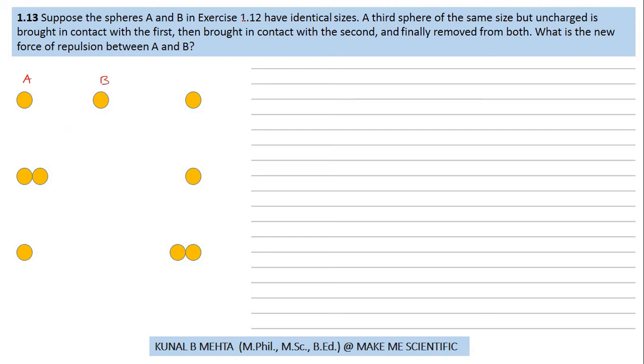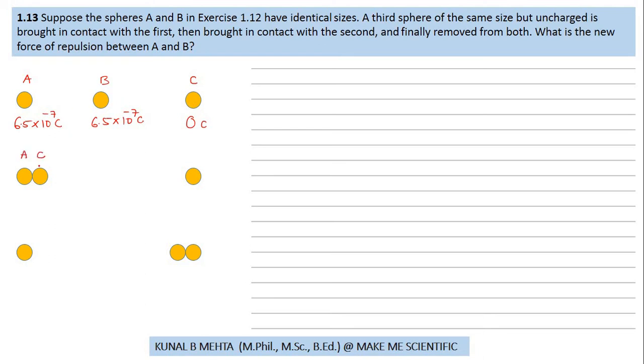Now we are supposed to refer to the previous question, and the previous question says that the charge on both of them is 6.5 into 10 raised to minus 7 coulomb. Now there is another identical sphere C which does not have any charge. So I'm going to put 0 coulomb charge under the C sphere. Now C is brought in contact with A.